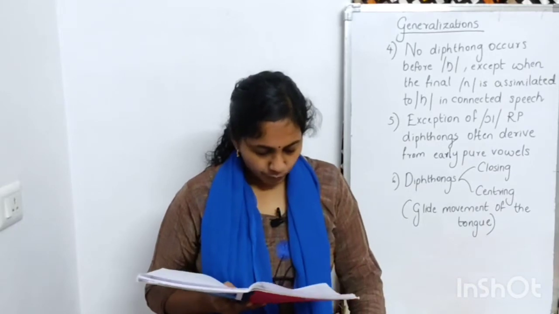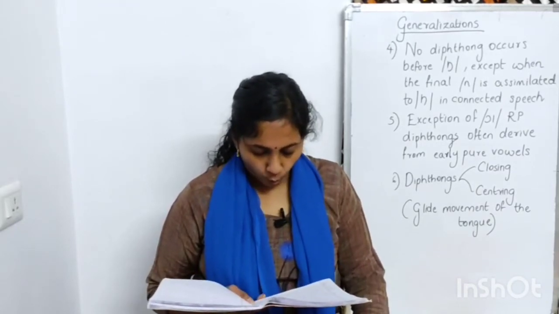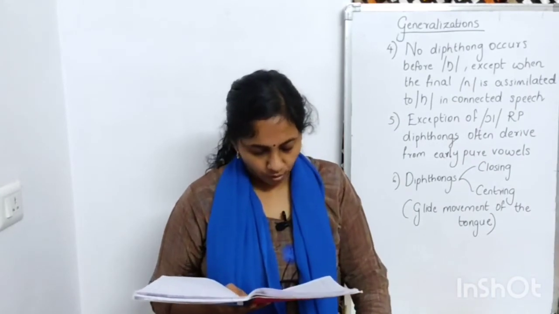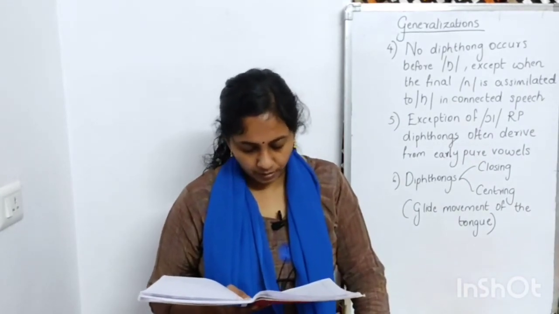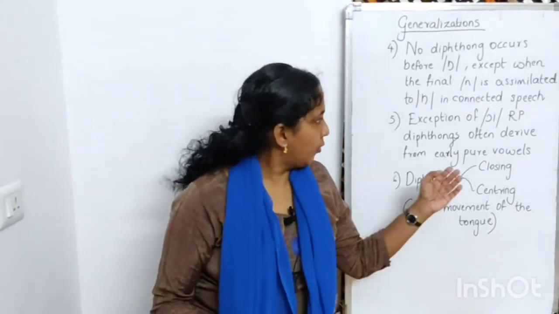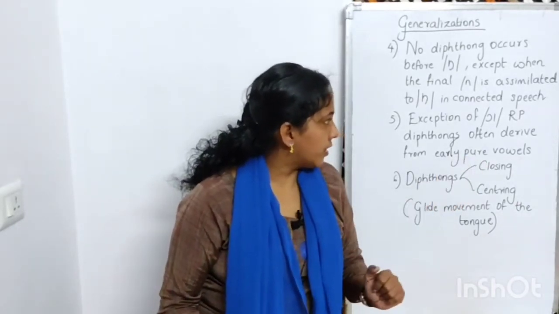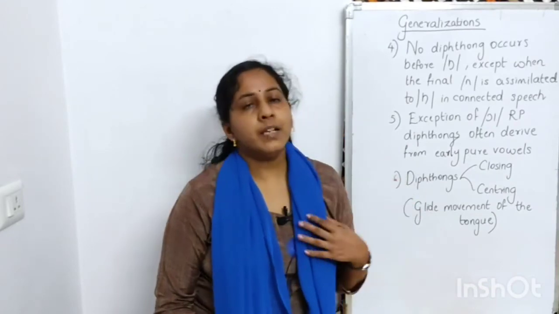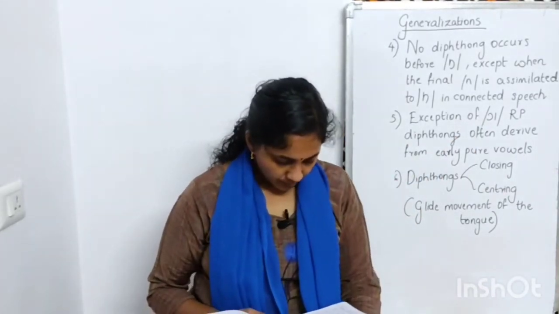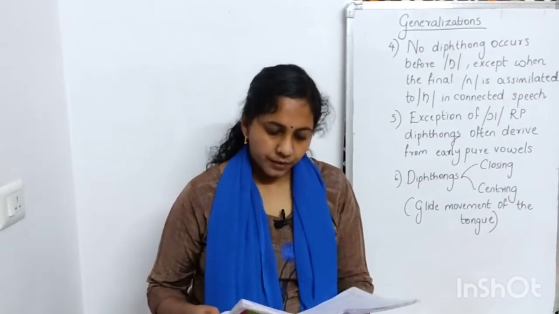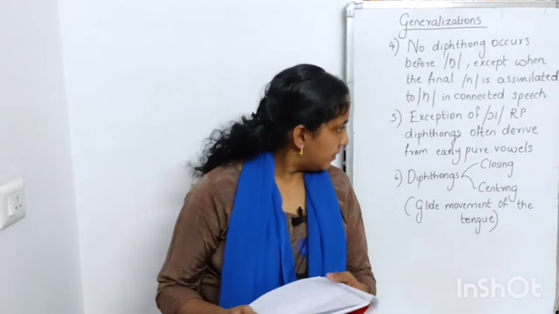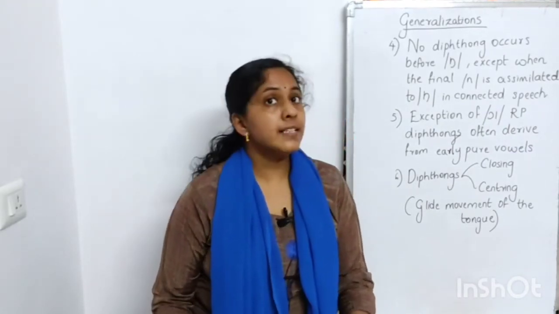Then, fifth one, with the exception of oi sound on it, oi, RP diphthongs often derive from earlier pure vowels. എല്ലാ RP diphthongs pure vowels നിന്നാണ് originate ചെയ്യുന്നത് or it's being derived, but with the exception of oi sound. Then, the diphthongs can be classified into two categories. Closing diphthongs and central diphthongs.